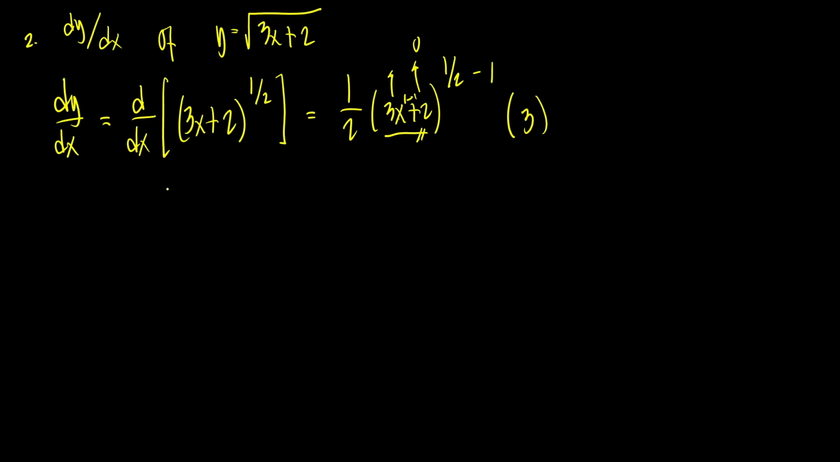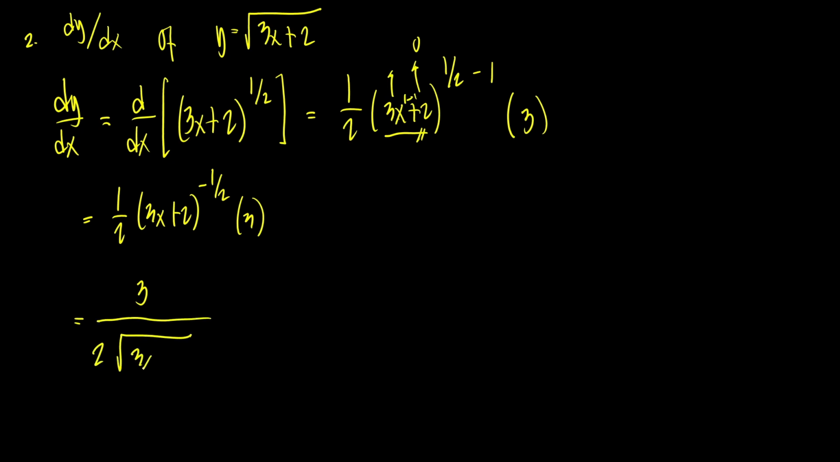So here we could simplify this. We have 1/2 times 3x plus 2 to the 1/2 minus 1, which is negative 1/2, times 3. Since it has a negative exponent, you just bring it to the denominator. So we have 3 over 2 square root of 3x plus 2.